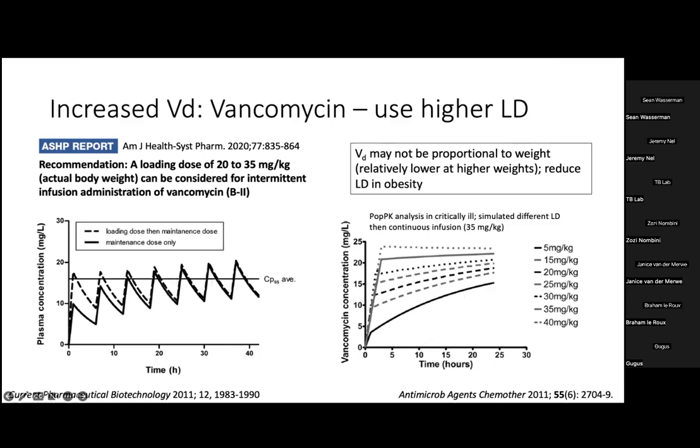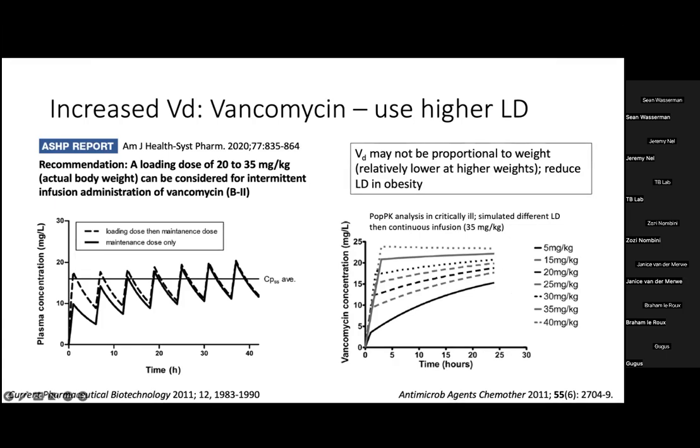And on the right, you can see a simulation from patient data. This is a POP-PK analysis using data from patients who are critically ill, simulating different loading doses, and then a continuous infusion of 35 milligrams a kilogram with vancomycin. And in this gray line, the second to top gray line, I'm not sure if you can see my cursor, the time to achieving the therapeutic vancomycin concentration of about 20 milligrams per liter is much quicker than if lower loading doses are used in the simulation, and really just supports the theoretical use of a loading dose.